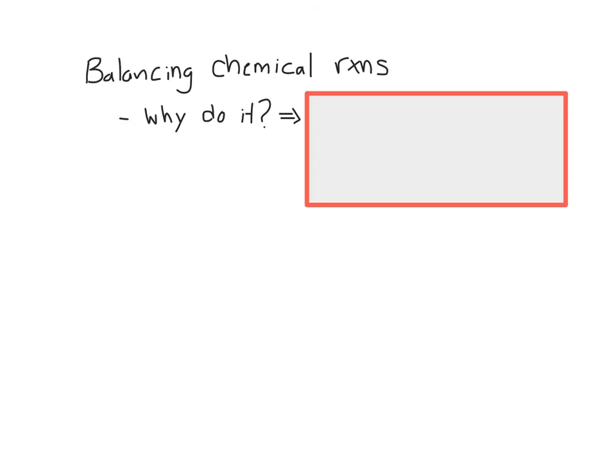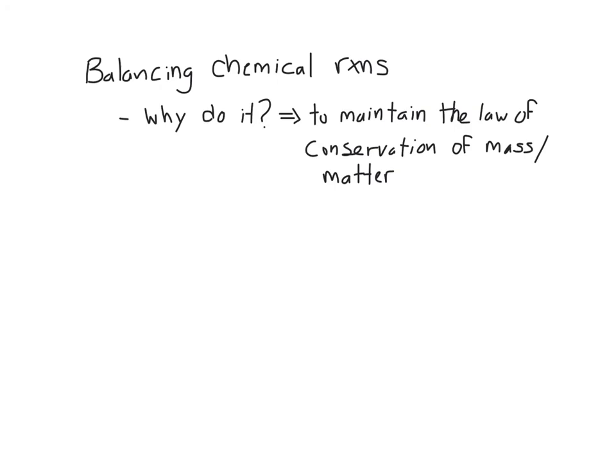Hello everyone, so today I'm going to be showing you how to balance chemical reactions. The first question you should be asking is, well, why? Why do we do it? And the answer to that is simply to maintain the law of conservation of mass and matter. Now remember, we talked about the conservation of mass and matter in class the Friday before March break. What this is basically saying is that mass is conserved from before a reaction to after a reaction.